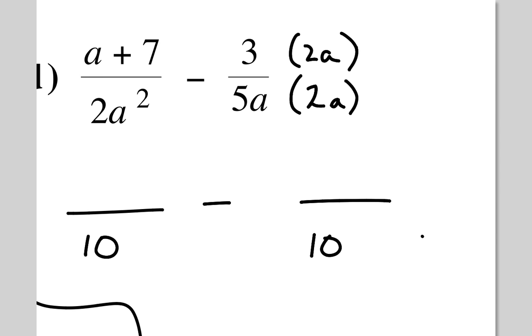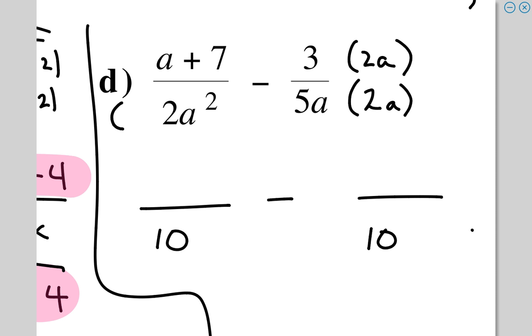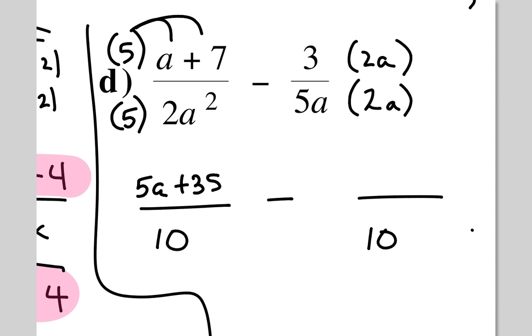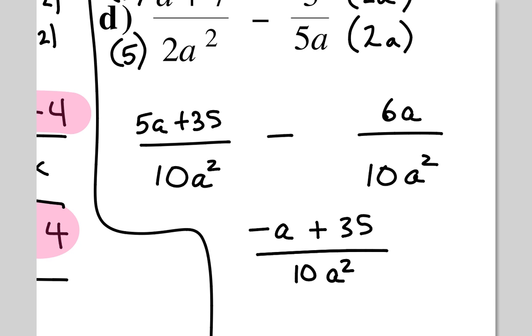Good. And on the left guy, what do I got to do? Just 5? Yeah. So we have a 5A plus 35 after distributing. And over on the right, we have a 6A. All over the LCM, which is 10A2. So, is this one tough? Subtracting a monomial? No, you just make sure that you go 5 minus 6 is negative A plus 35 all over 10A squared.